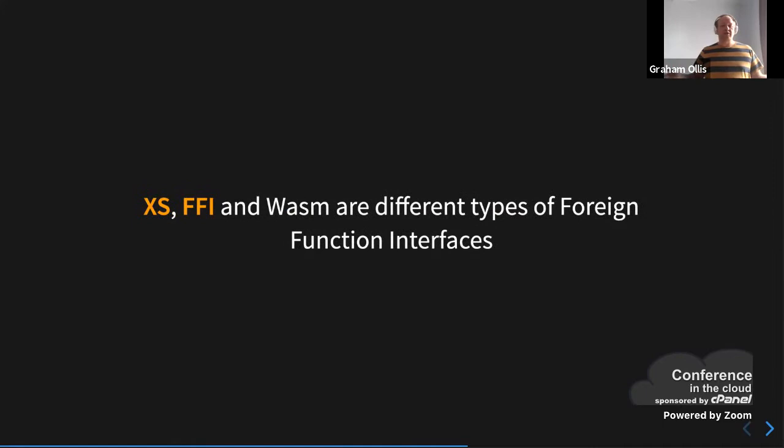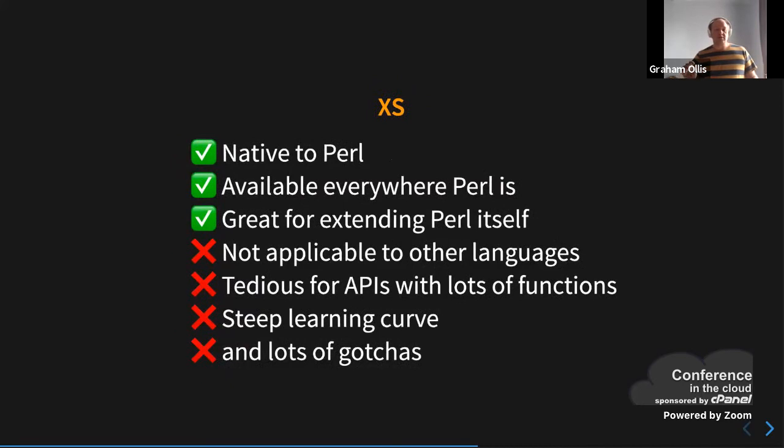So XS, FFI, and Wasm are all different types of foreign function interfaces, each with their benefits and challenges. XS is native to Perl, which means that it is available everywhere that Perl is and is great at extending the Perl programming language itself. On the less positive side, it's a bit esoteric and quite a bit different from the way that most programming languages tend to be extended. So once you've learned XS, it's not really as applicable to other environments. It can be extremely tedious to write Perl bindings for APIs with lots of functions. The full XS API, if you can call it an API, is quite complicated and has a very steep learning curve. And even experienced XS programmers find that there are lots of sharp edges and gotchas.